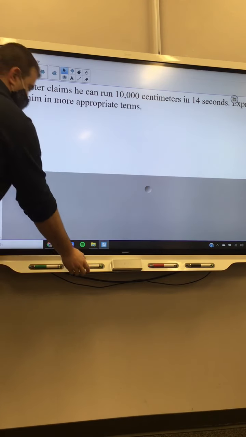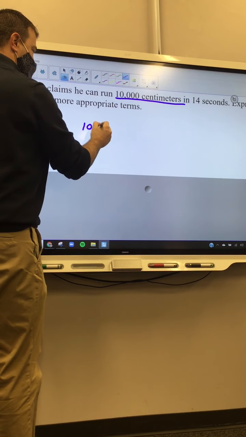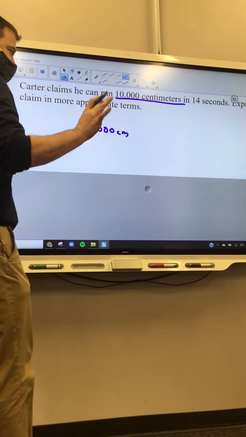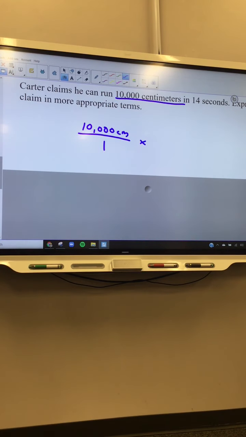The question is, we don't usually do things in terms of centimeters for running distances. So what could we potentially change this into? That's my starting amount, right? 10,000 centimeters, so that's my given value. I'm going to be starting with that and multiplying it by some unit multiplier. What do we want to change that into? Ideas? Meters? Okay.